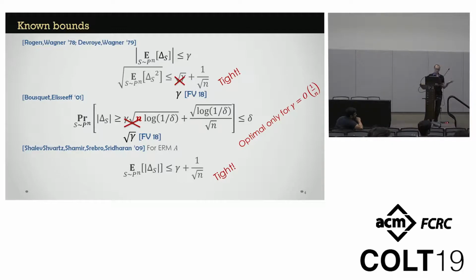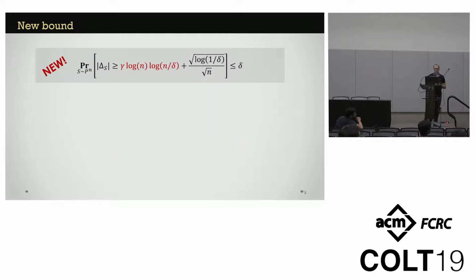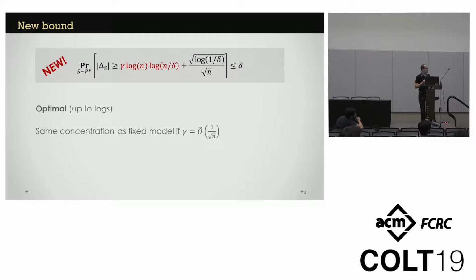So this brings me to the result in this work, and that's the main result. We showed that the probability that the estimation error exceeds gamma, with some logarithmic factors, plus the sampling error is at most delta. It's easy to see that this result is optimal up to these log factors. And if there are any log shaving guys here, you're welcome to take a stab at it.